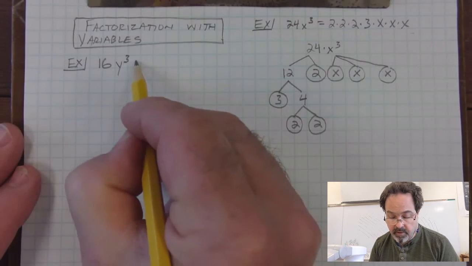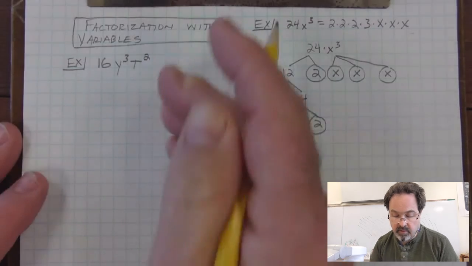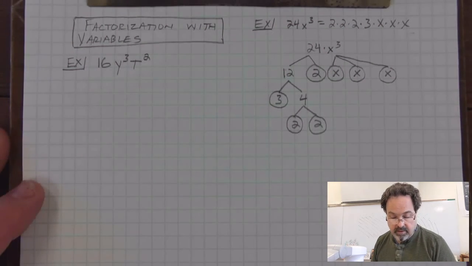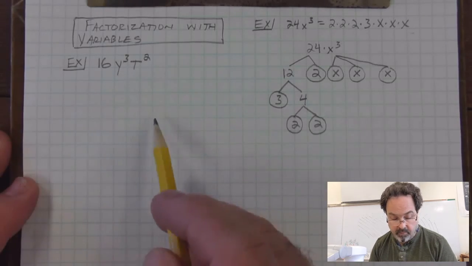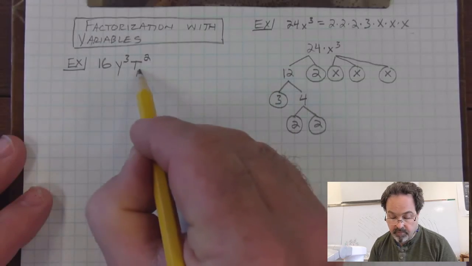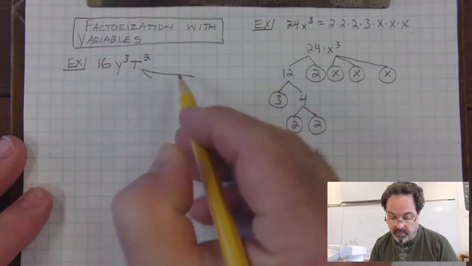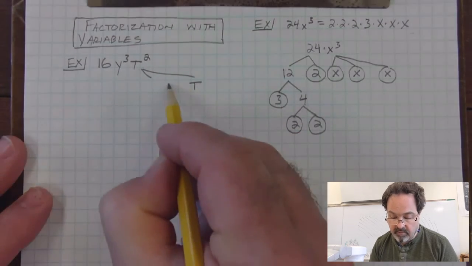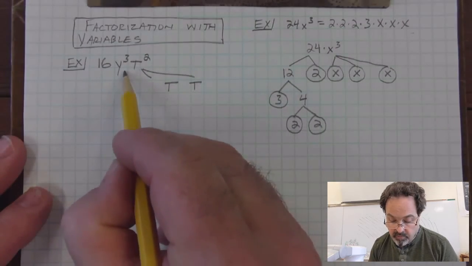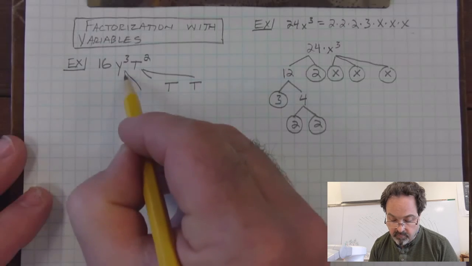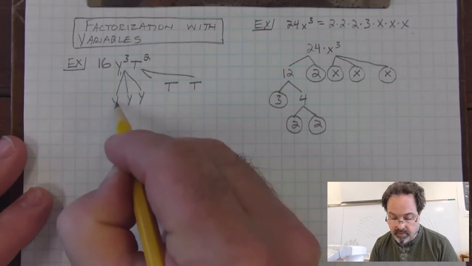16y to the third times t to the second, or t squared. Now I'm going to break apart the number into its factors and these powers as well. First, I'm going to deal with these powers. I'm going to think of t squared and remind myself that t squared is the same thing as t times t. y cubed means y times itself 3 times. So I'll put its branches down here and list the y's out separately.